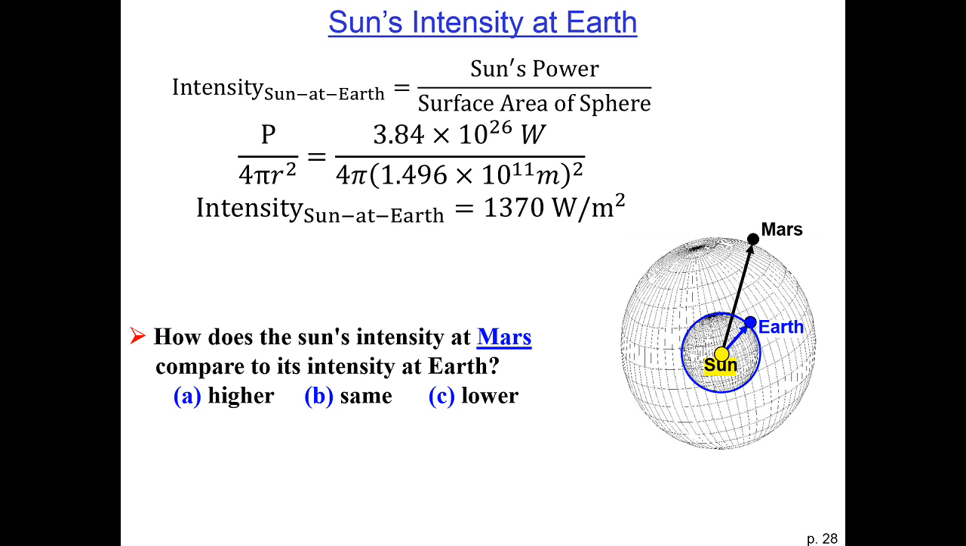The power of the sun is 3.84 times 10 to the 26 watts. Then we divide it by the surface area of a sphere, which is 4 pi r squared. So we divide that power of the sun by 4 pi and 150 times 10 to the 11th meters squared, because we want to have our units in meters. We do that, and we get the intensity to be roughly 1,370 watts per square meter.